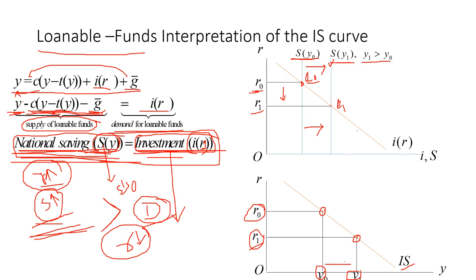Corresponding to a higher value of Y, you are getting a lower value of R. And when you plot this result in terms of a graph, this is called the IS curve. This is how we derive the IS curve.